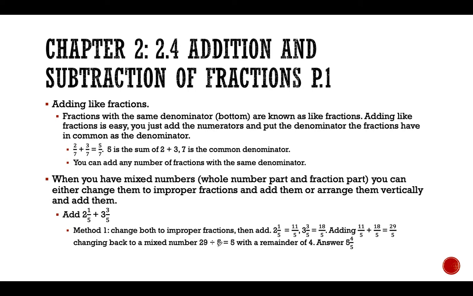2 over 7 plus 3 over 7 equals 5 over 7. 5 is the sum of 2 plus 3 and 7 is the common denominator. You can add any number of fractions with the same denominator.